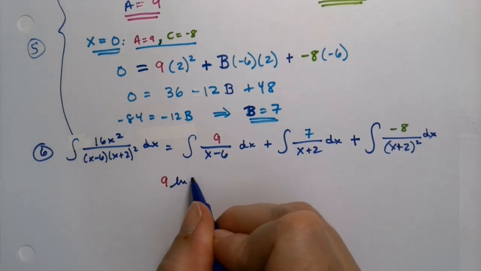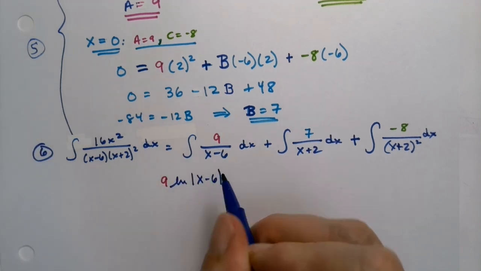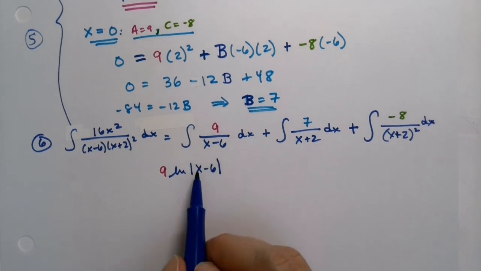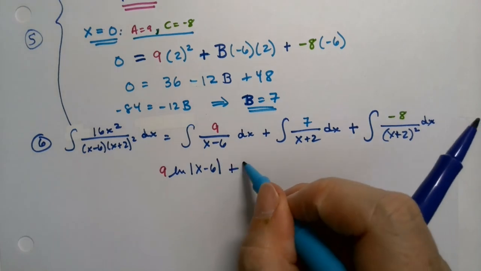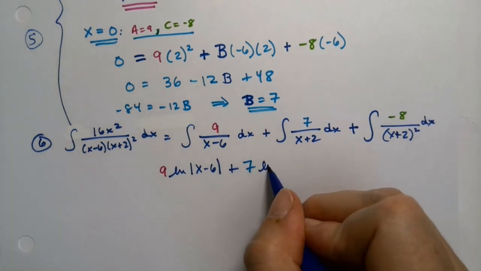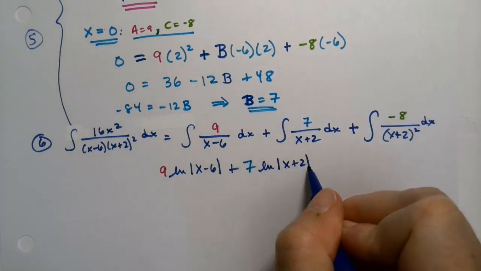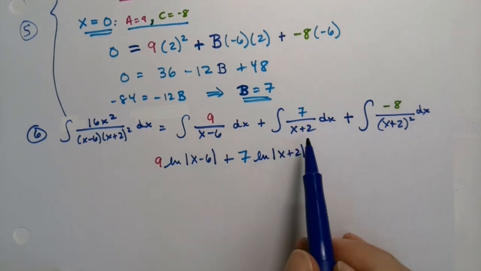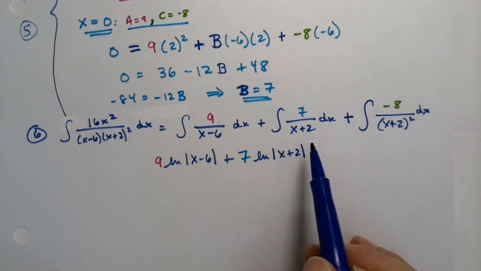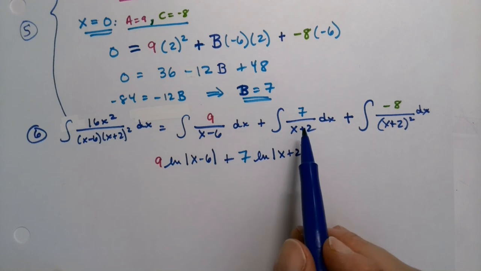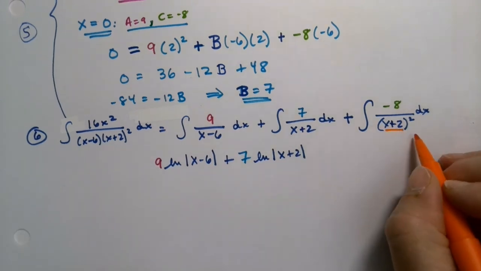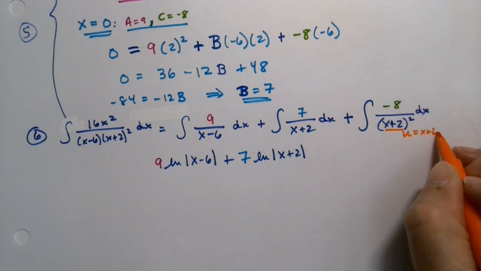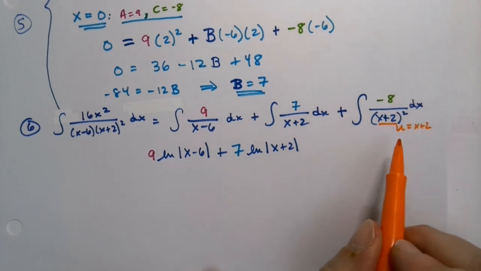natural log absolute value x minus 6, right? It's just plain x there, so I don't need to worry about multiplying by a fraction or anything. Plus 7 natural log absolute value of x plus 2. So those two didn't really need to be separated out. They're pretty simple and straightforward. I could have done those in one integral, no problem. The problem is the third one, because that's a u. Because this is a little bit trickier.